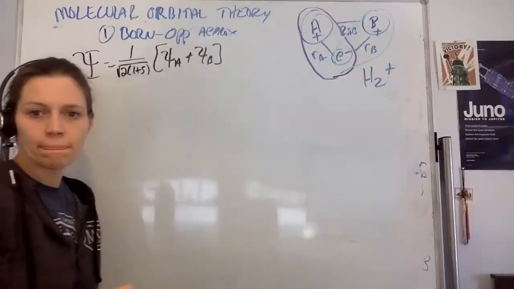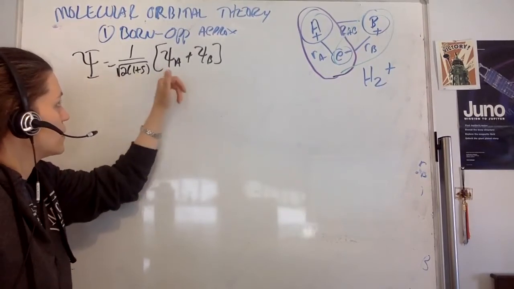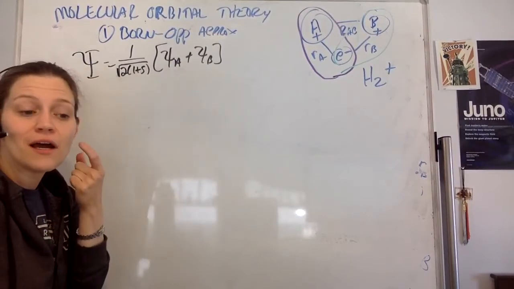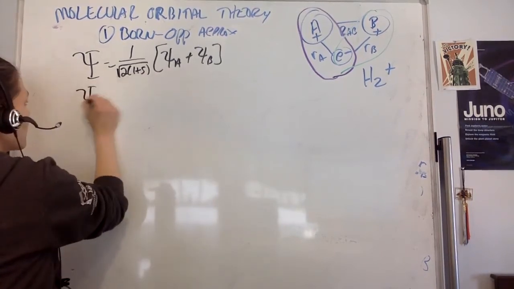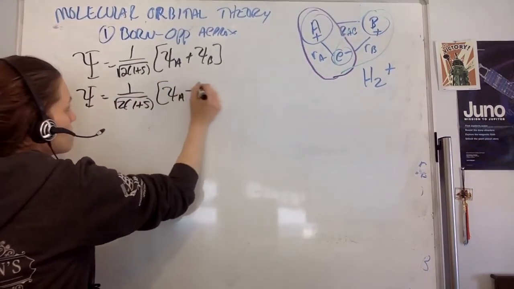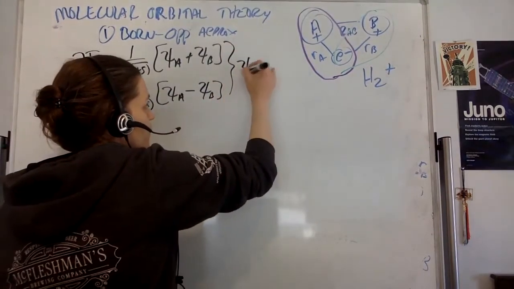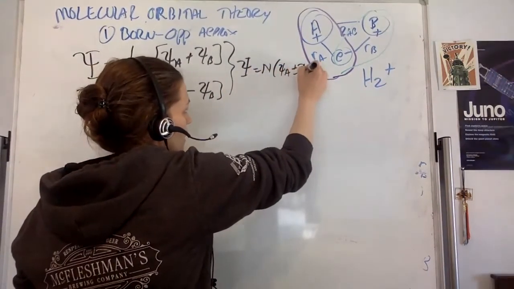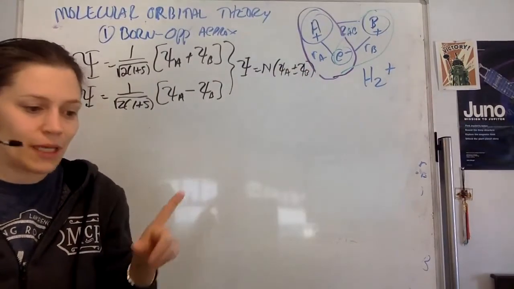Okay, so I just wrote on the board that we've got psi equal to the linear combination of these two orbitals, but we also need to have the difference between them. So we're also going to have psi equal to 1 over square root 2 (1 plus s) times (psi a minus psi b). You can really think of this as big psi equal to the normalization constant times (psi a plus or minus psi b). I'll explain why we need both a plus and a minus in just a minute.